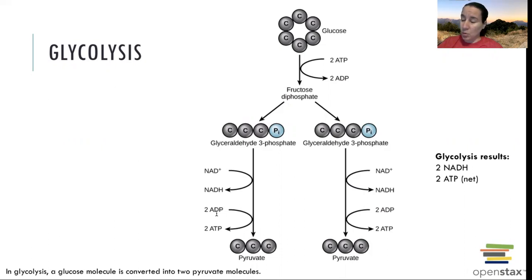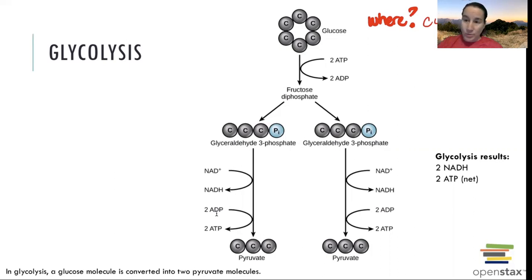So I want you to know what location this is happening in. Where is glycolysis happening? This is happening all over the cell in the cytoplasm. This is where this is happening. Glycolysis is going to be located in the cytoplasm.